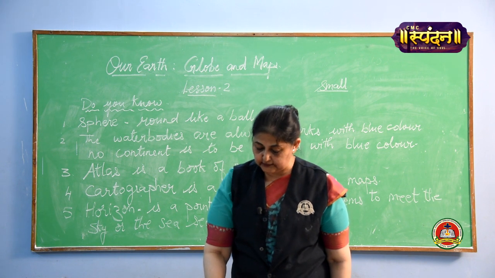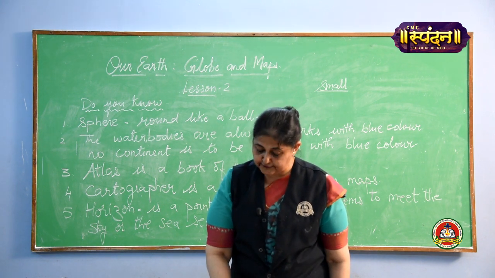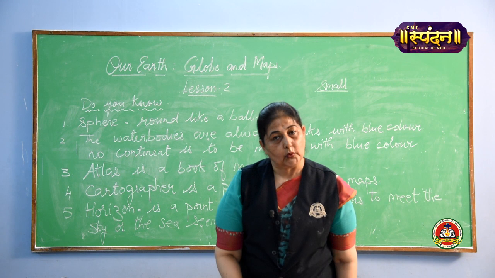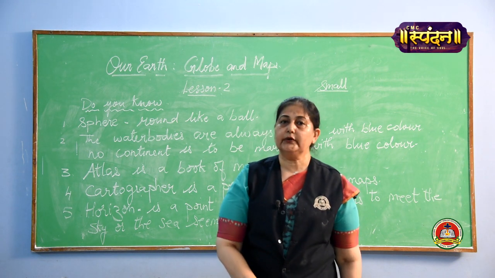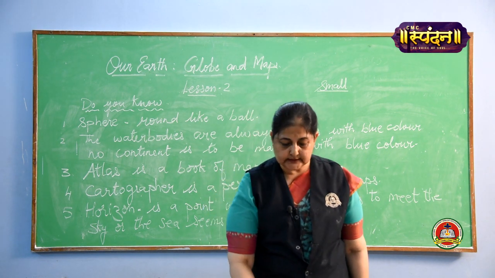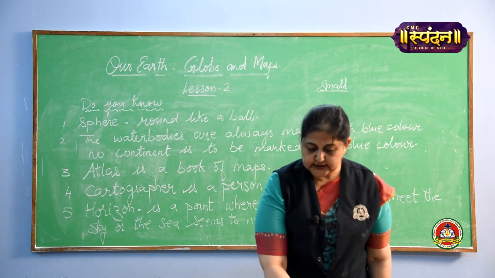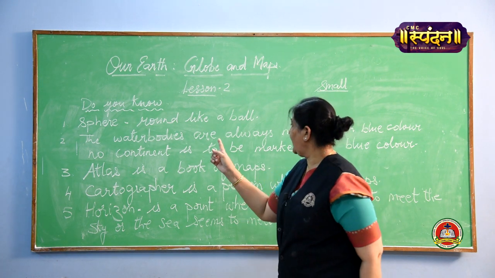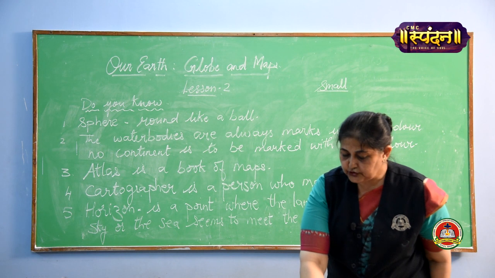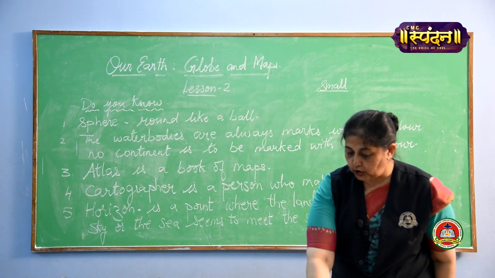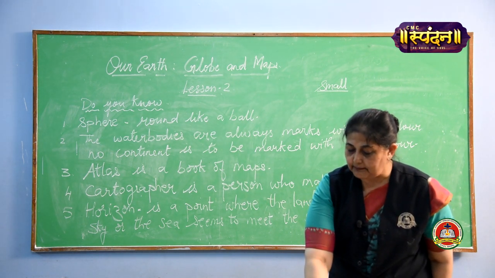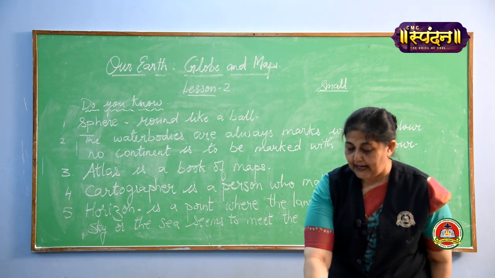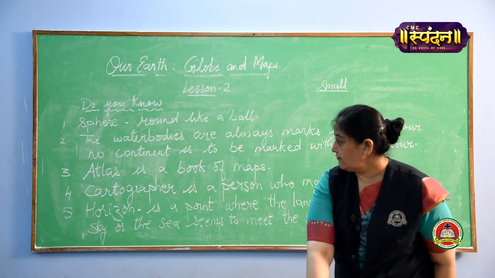It divides the earth into the eastern hemisphere and the western hemisphere. Children, here we end up with the reading of the lesson. The difficult words: sphere, as we had written on the blackboard, round, shaped like a ball. Continent, a large land mass of the earth. Atlas, a book of maps.